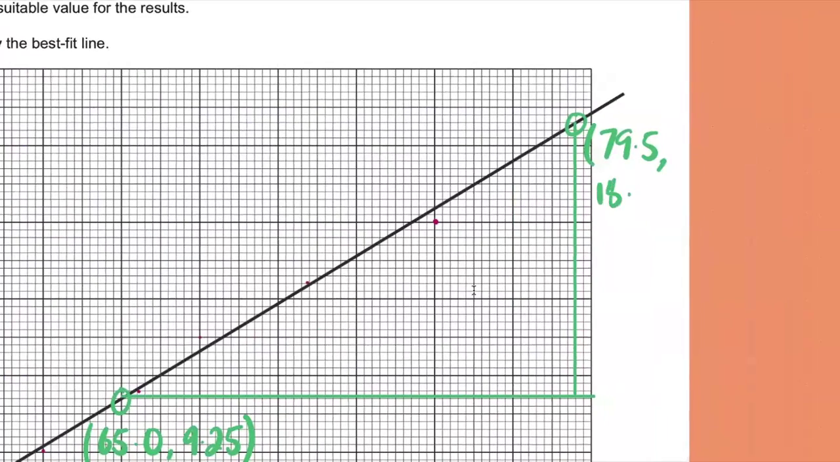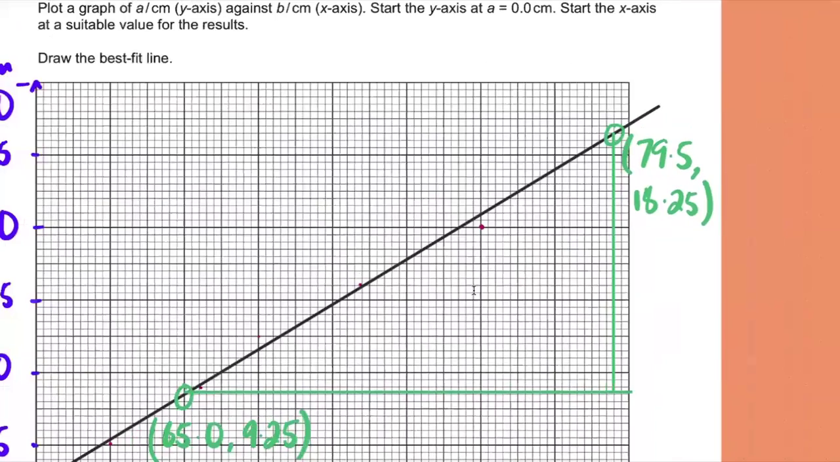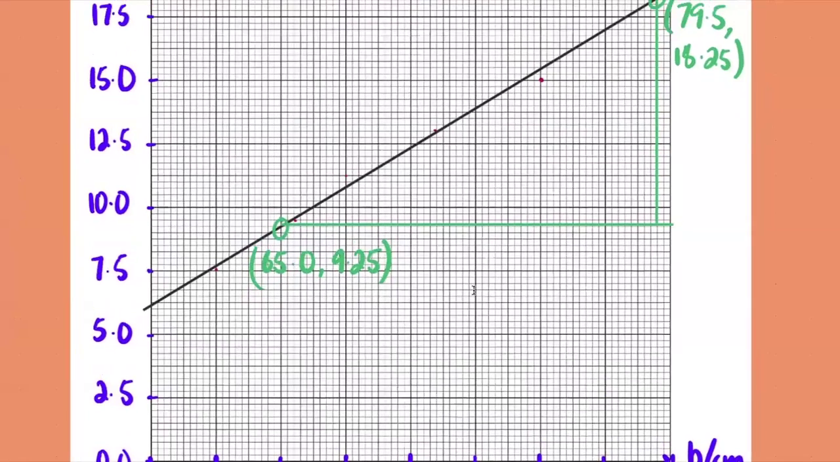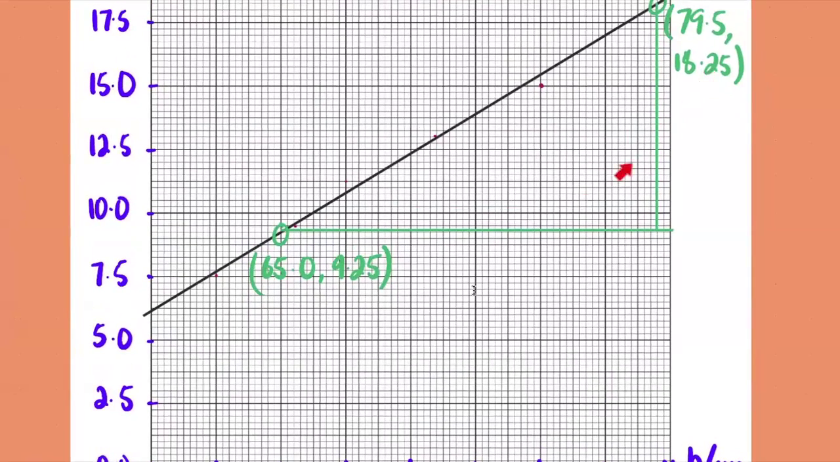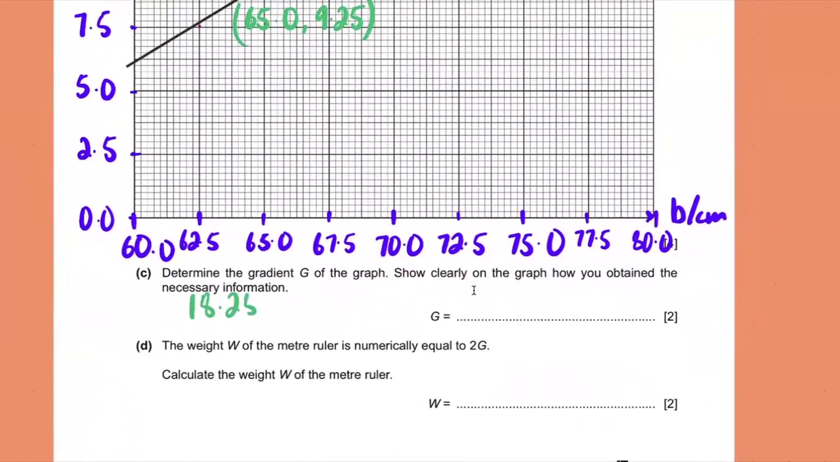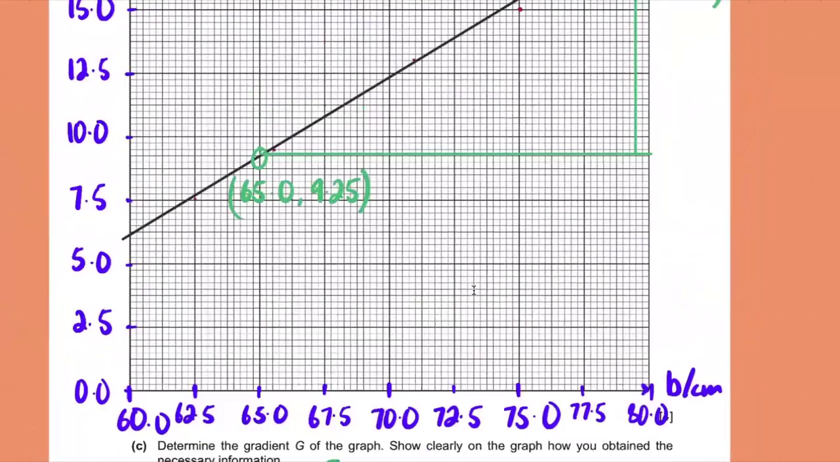Okay, so this is the difference a good scale can make. Not to say this scale is incorrect, but if you took an easier one where we did not have differences of 0.5, it's just going to be slightly easier. So change in y is 18.25 minus 9.25 divided by change in x, which is 79.5 minus 65.